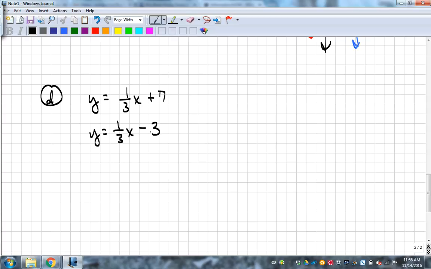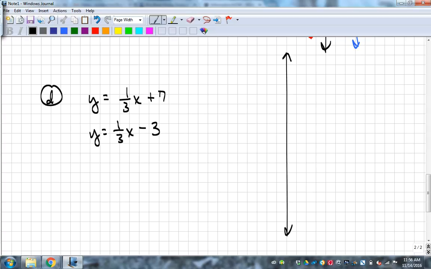y equals 1/3 x plus 7, and y equals 1/3 x minus 3. Are those in the right forms? What do we know about those two equations? They got the same slope, so we call that what? Parallel. We know they're parallel, and they're not the same line because the y-intercept's different.